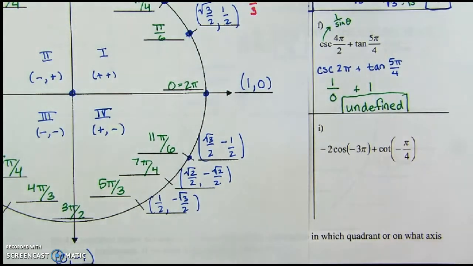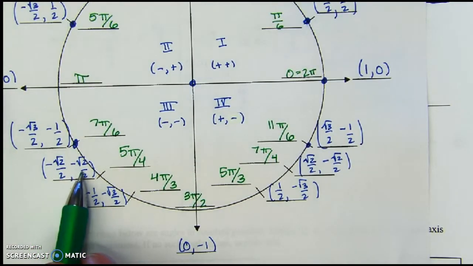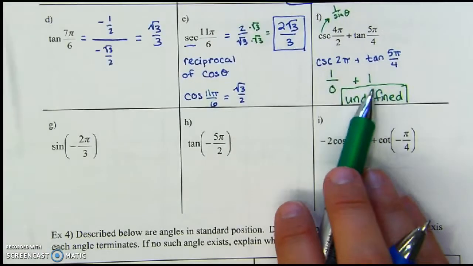The tangent at 5 pi over 4, you want to see that one? Do you see how it's y divided by x, but these are the same coordinate point? The same x and y value? They're ugly, but they're the same. So that's why that tangent was 1.